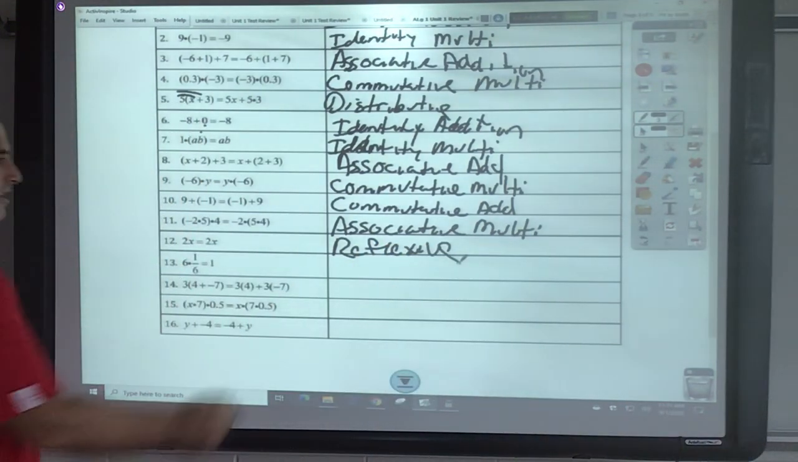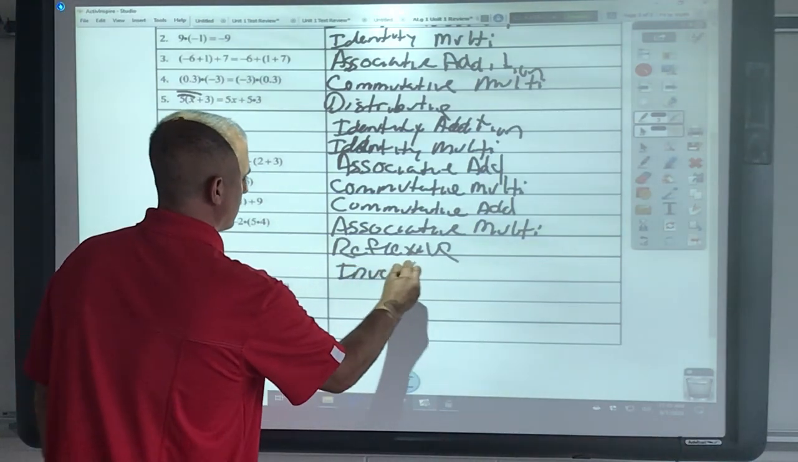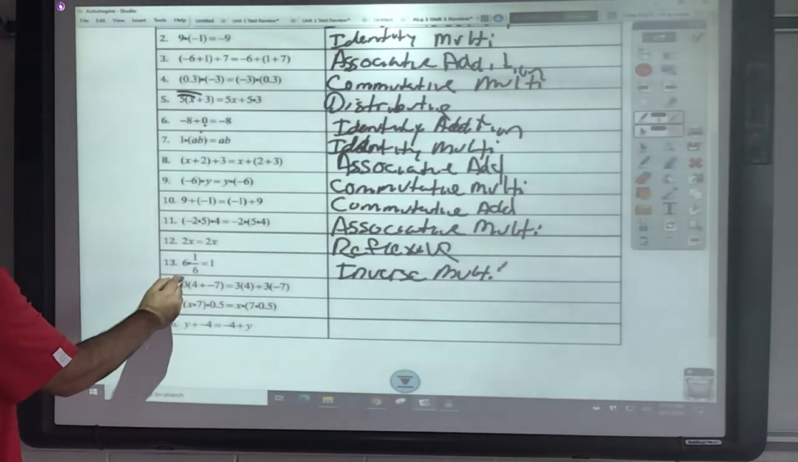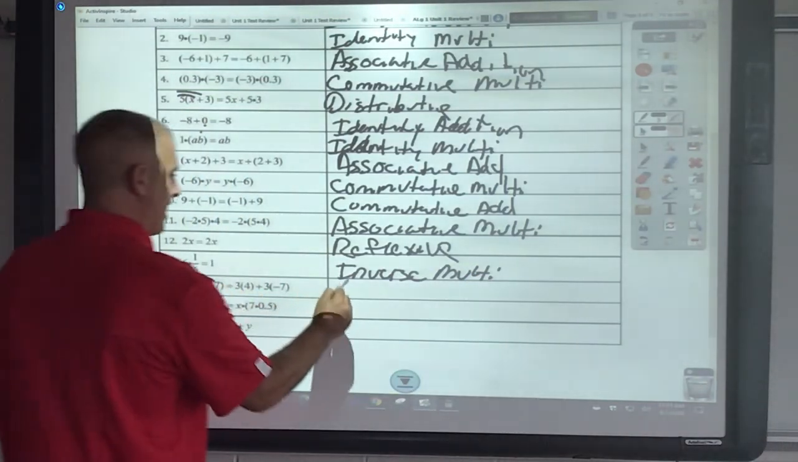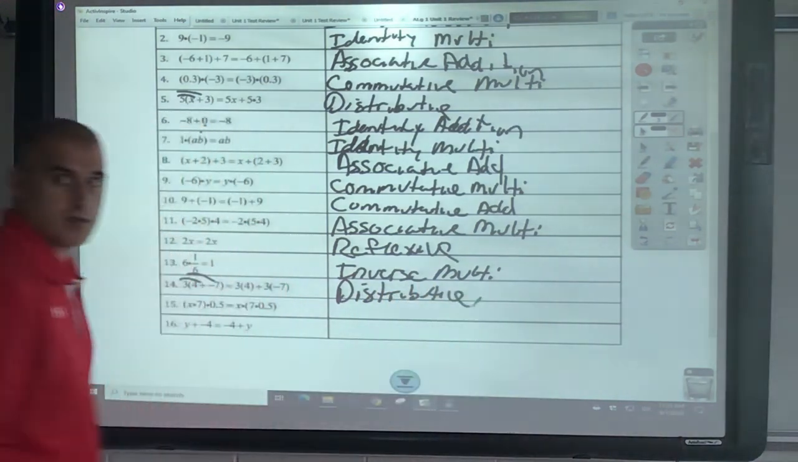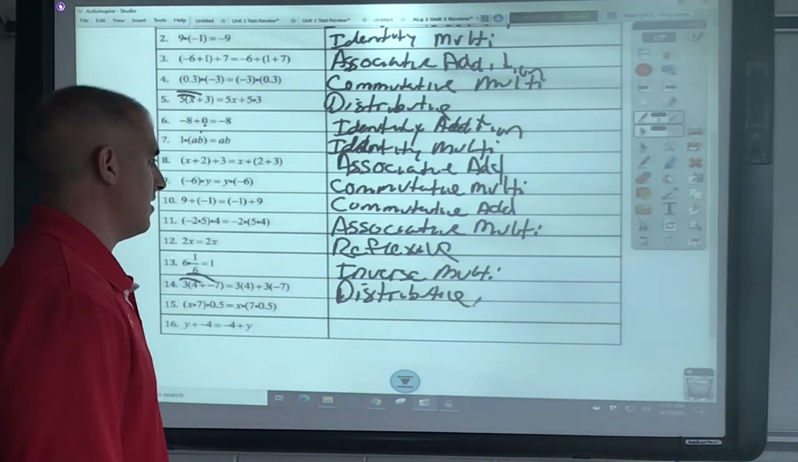Okay. This is 6 times 1, 6. This would be inverse when it's multiplication. Okay. This right here, as you can see, they're multiplying out. That's the distributive. Okay. Sorry if I lost you there on that.